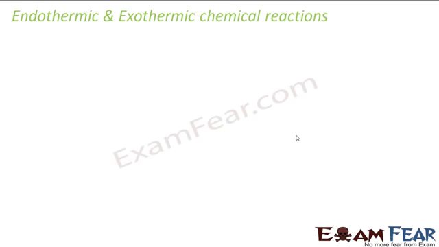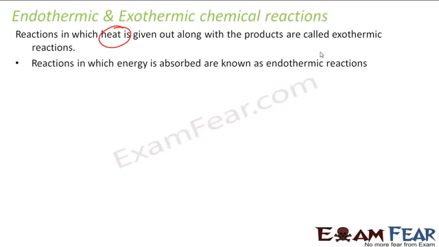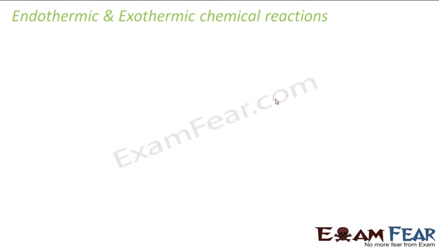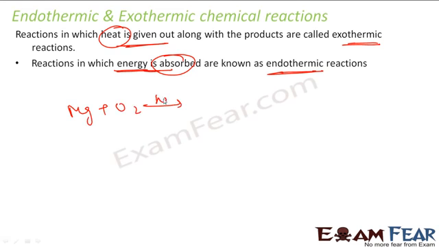Now we'll talk about exothermic and endothermic reactions. It all depends on the heat. If it gives out heat, it's exothermic. If it takes in heat, it's an endothermic reaction. For example, we have magnesium and oxygen. You heat it and you get magnesium oxide. In this case heat was required, so it is an endothermic reaction.